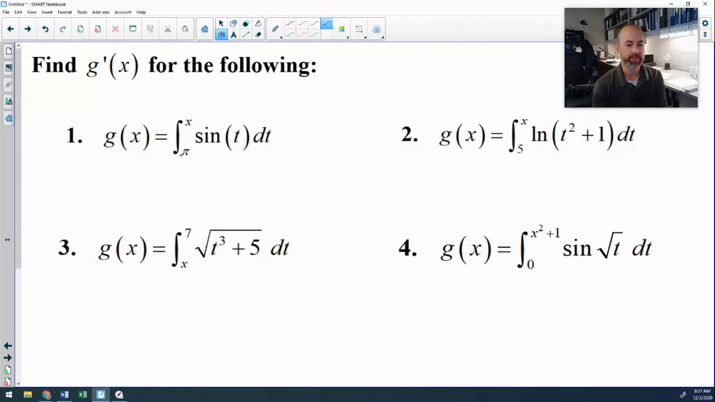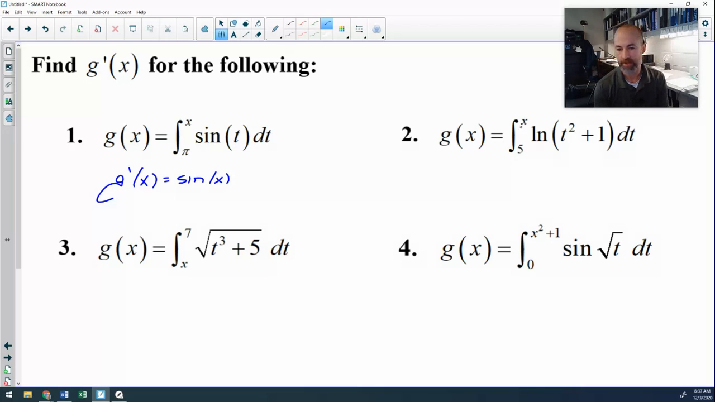So if g of x is the antiderivative from pi to x of sine t, and I want g prime, this is going to be painfully easy. Pi is a constant. I'm just going to take the x and plug it in for the t. G prime is sine x. That's your derivative. That is it.